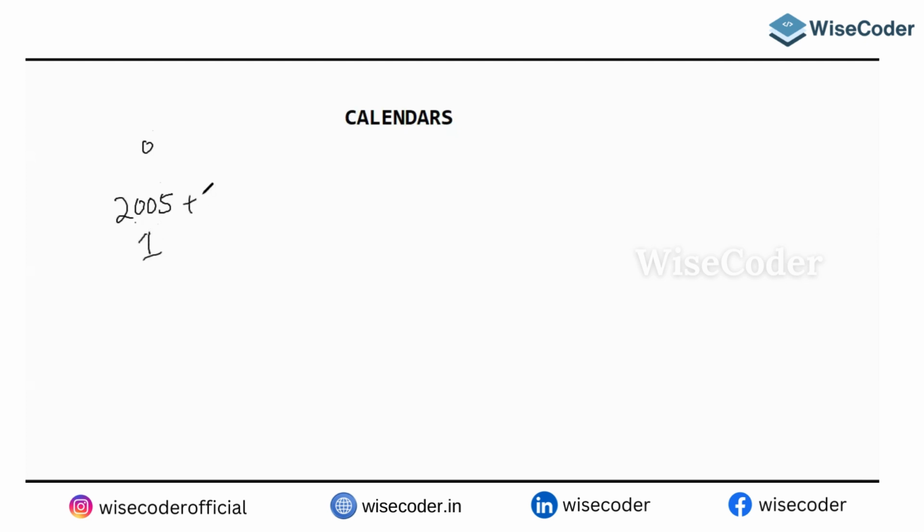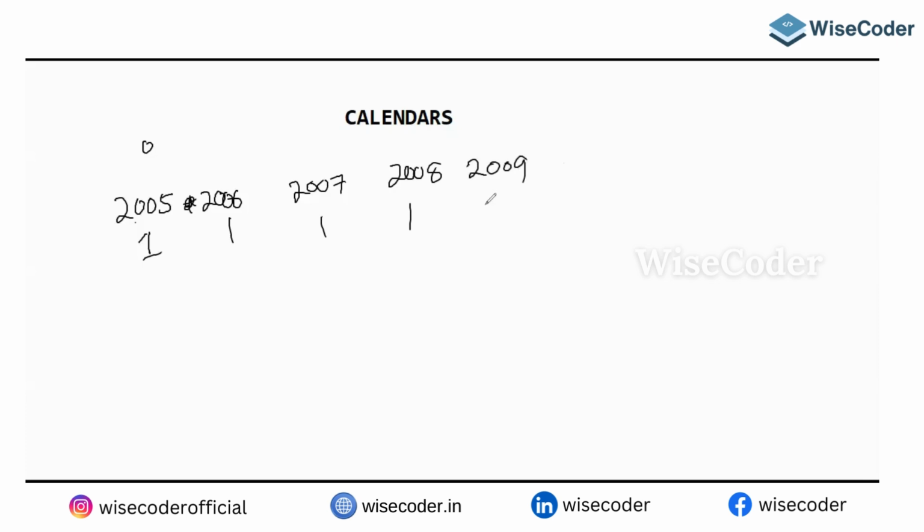One. Next, 2006. You are checking, is 2006 a leap year? No, so this is also one. 2007, is it a leap year? No, one. 2008, is it a leap year? Yes, two. Now wait, 1 plus 1 plus 1 plus 2, whenever exactly 7 comes, the same calendar will come.